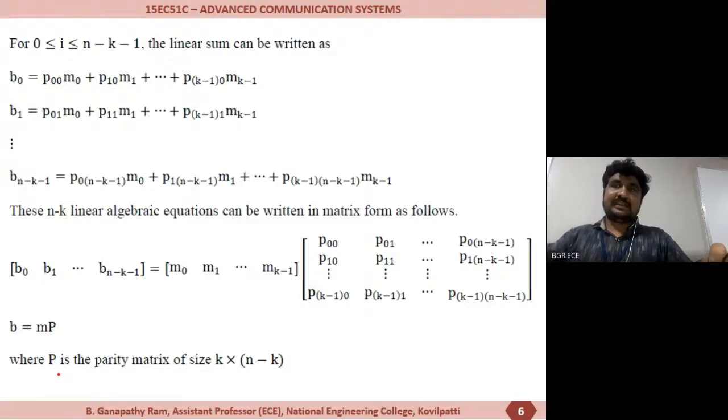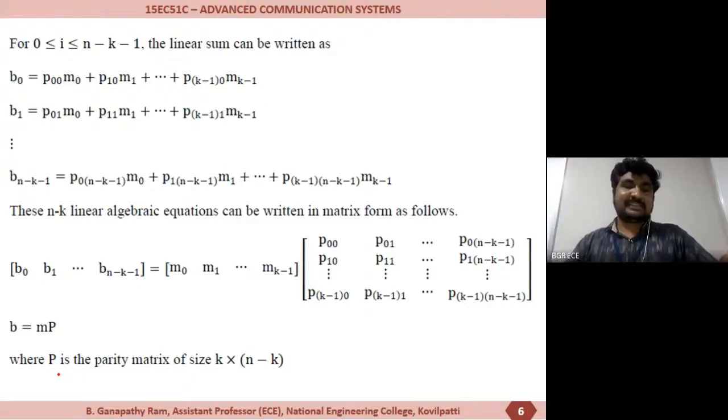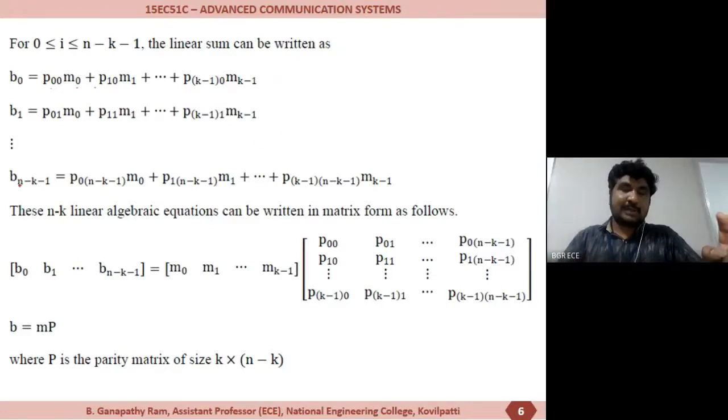So let us expand this linear sum for all the values of i from 0 to n minus k minus 1. We can write this as b0 is equal to p00 m0 plus p10 m1 and up to p(k minus 1)0 into m(k minus 1). And it can be written up to b(n minus k minus 1), which has been expanded in this fashion.